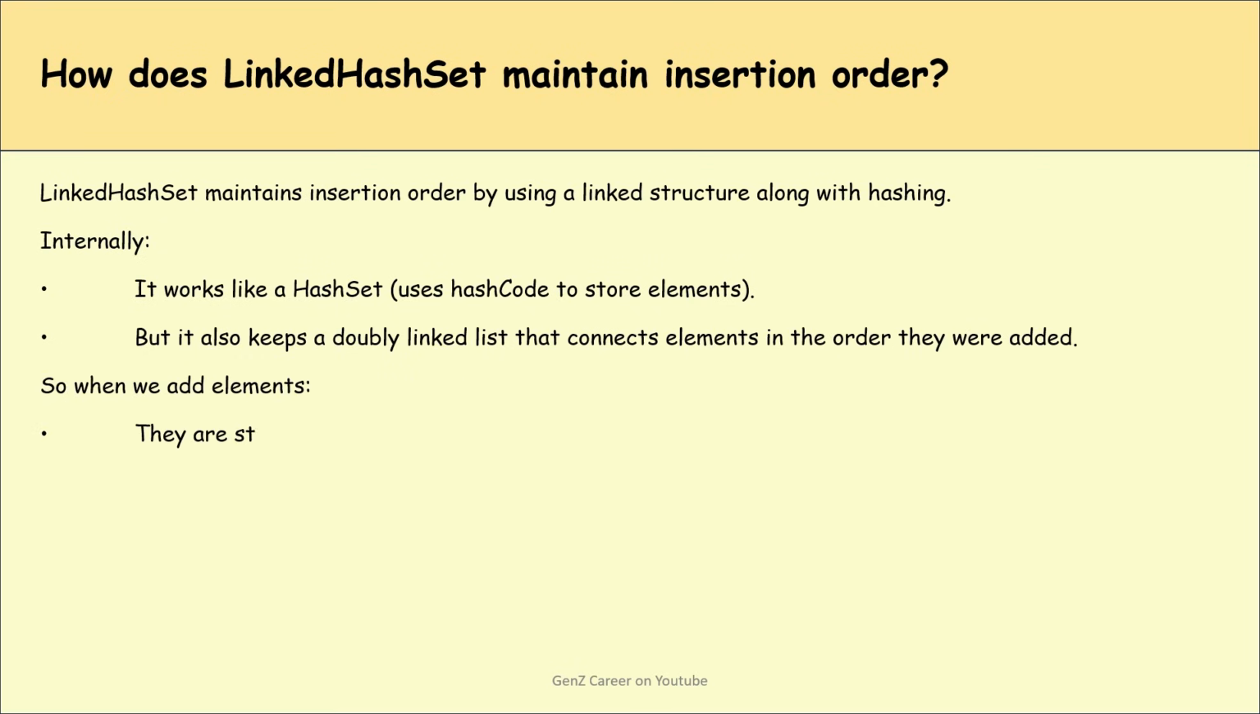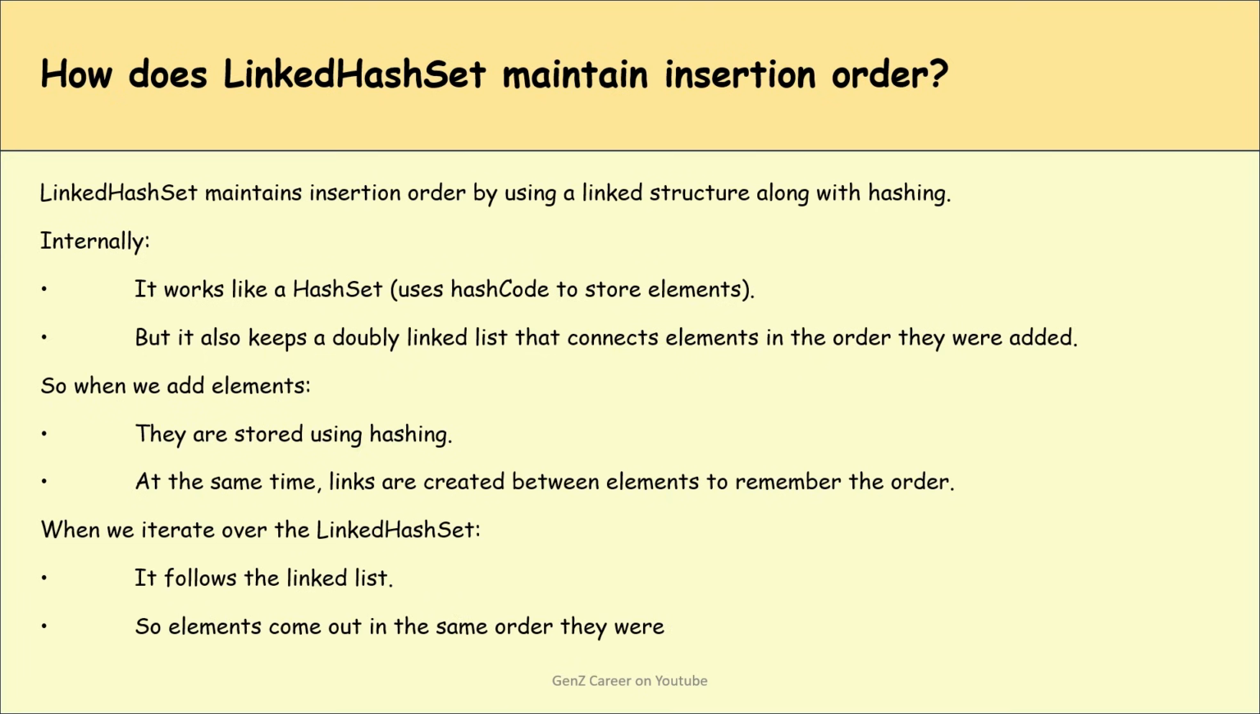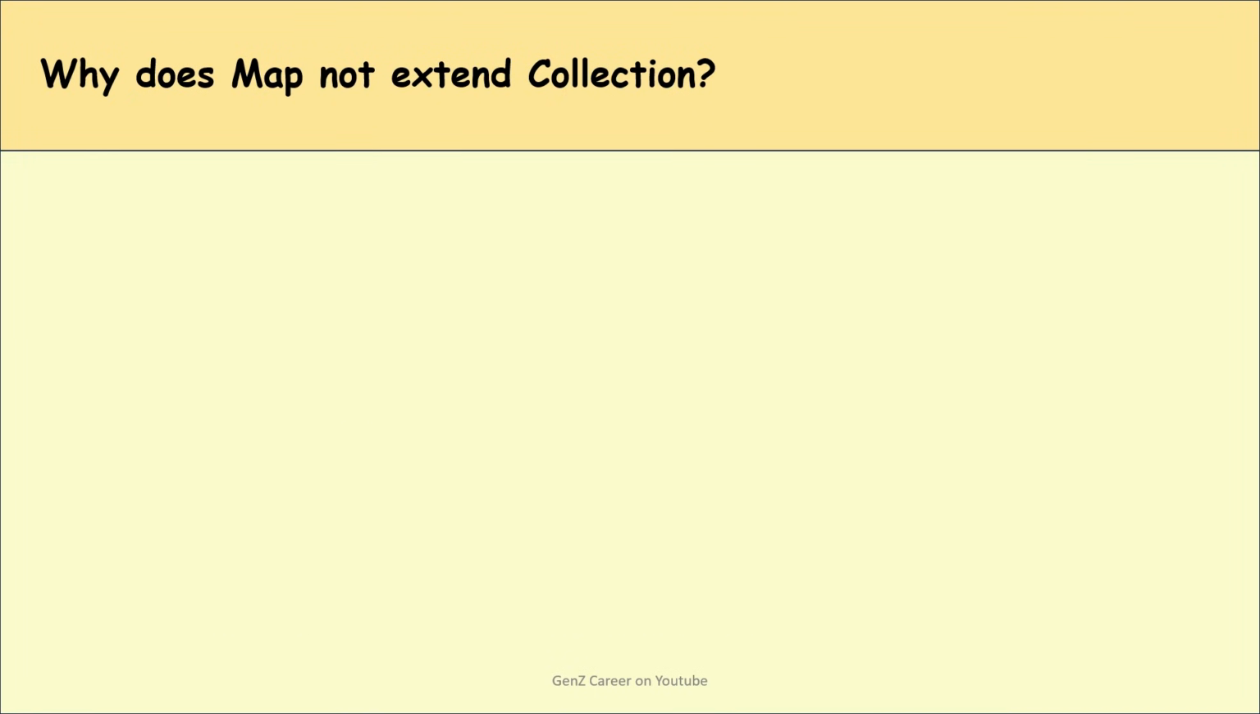Okay, so when we add elements, they are stored using hashing. At the same time, links are created between elements to remember the order. When we iterate over the linked hash set, it follows the linked list, so the elements come out in the same order they were inserted. Okay, now moving to the next question, why does Map not extend Collection?